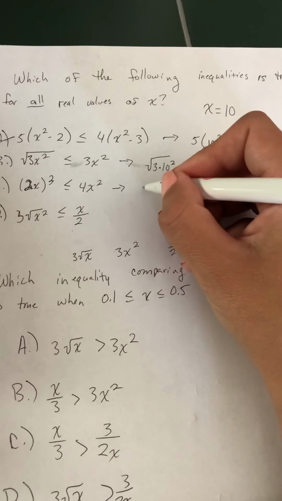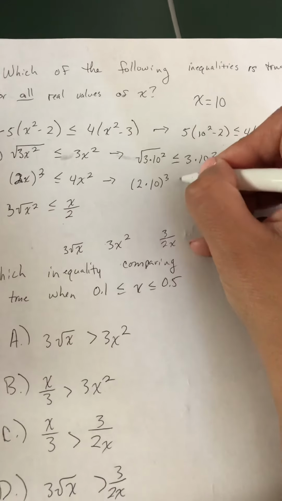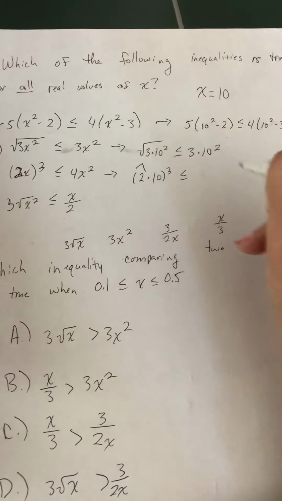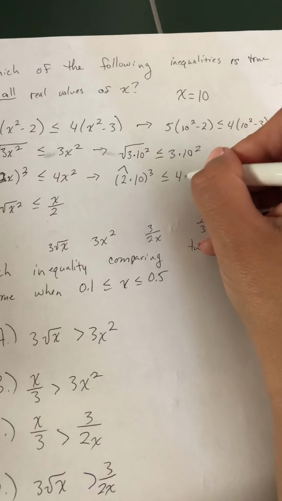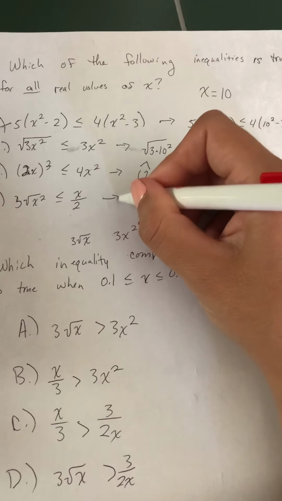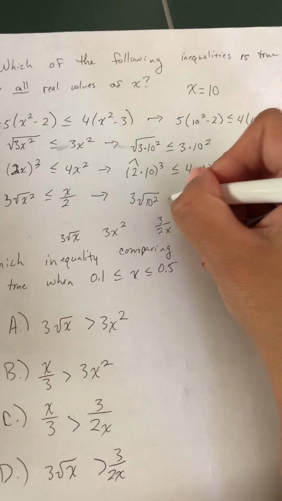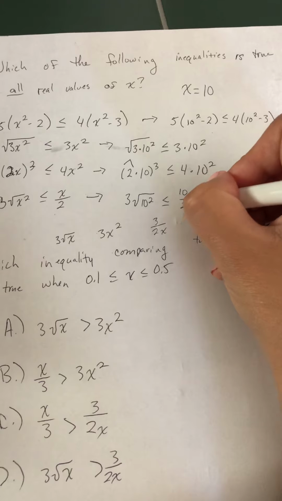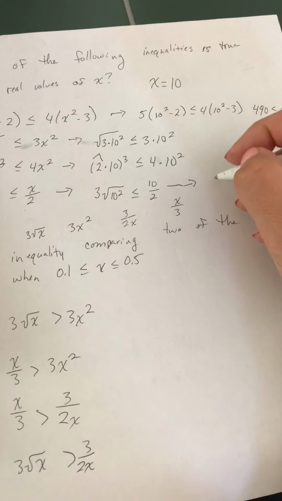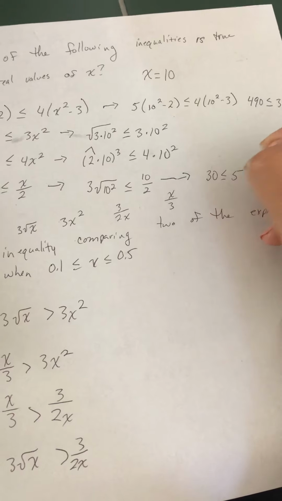The next one you have 2 times 10 all to the third power. Remember, you're using the up arrow in your calculator to get the 3. 4 times 10 to the second power. And the last one in your calculator, you're going to put 3 square root of 10 squared less than or equal to 10 over 2. So this right here will give me 30 is less than or equal to 5. I could do that one in my head, so that's what I did.